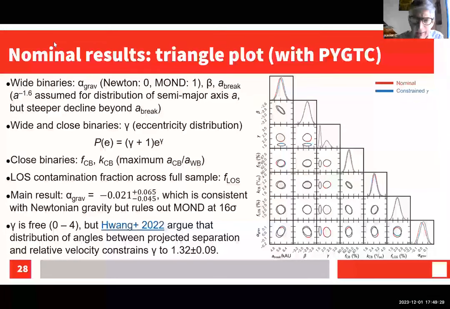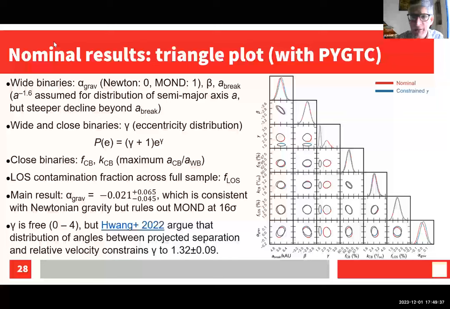Now, reading your paper, you say that you're not particularly worried by the fact that the best fit values for these independently determined parameters are off. Obviously, you are aware that they're off, and as a way of checking this, you run a constrained gamma model where you constrain gamma to be closer to the inferred values, and you are satisfied that your alpha grav parameter doesn't depend on the value of gamma. Let's first be clear.